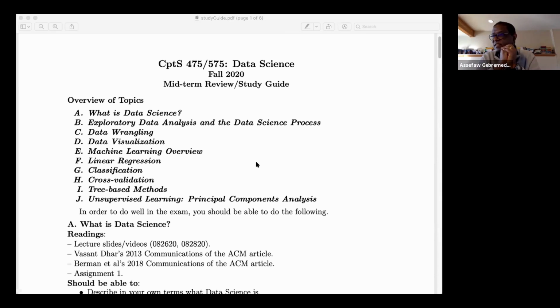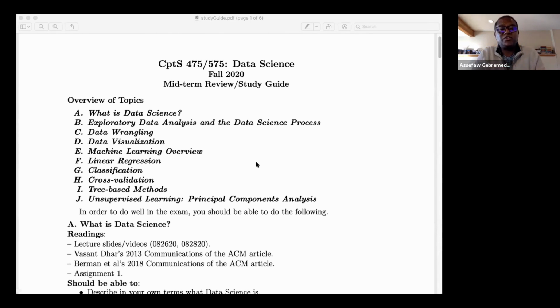So here is a list of the topics that we have covered so far. They became like A to J. We talked about what is data science. We spent a week on it. We talked about exploratory data analysis in the data science process, which was roughly a week. We spent some time on data wrangling, which was a little over a week. We spent a little over a week, probably close to 2, on data visualization.